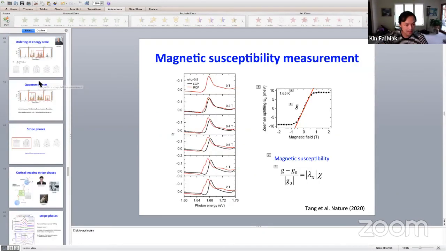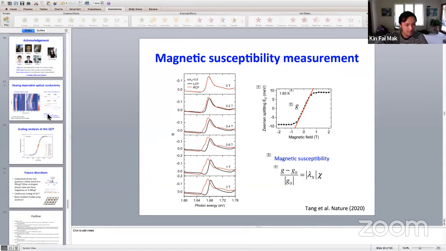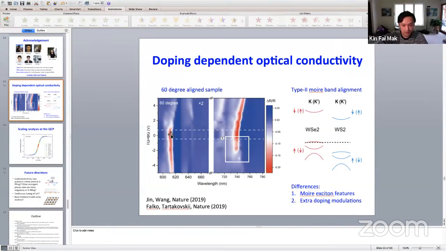Maybe I can show the data in here. This actually shows the excitonic resonance. This is the excitonic resonance of the WSe2 layer at varying filling factor. So this is filling factor equal to 1. This is filling factor equal to 2. So over a large range of the filling factor, also for the electron side as well, we can see a very clear excitonic resonance in the system.